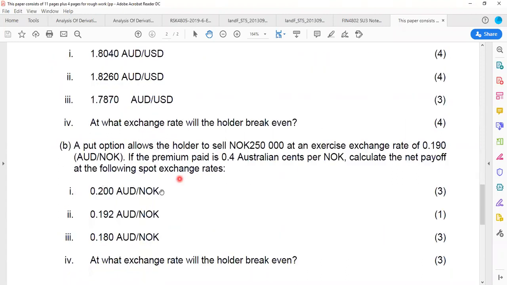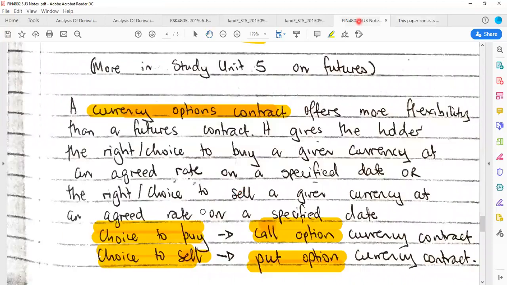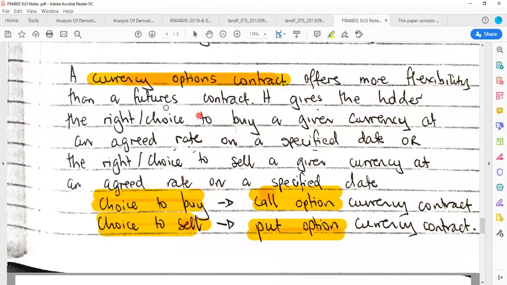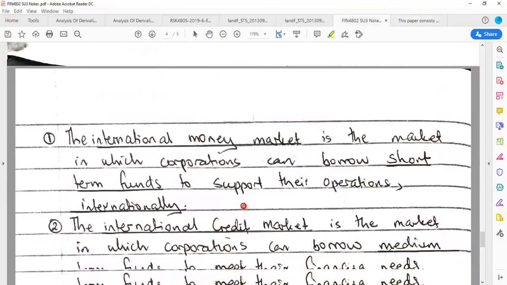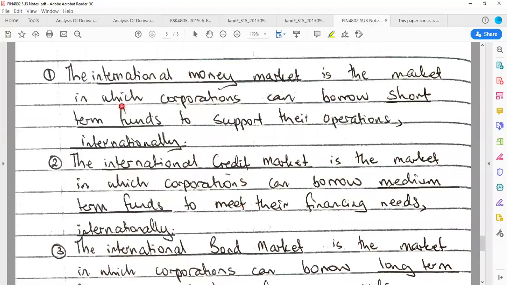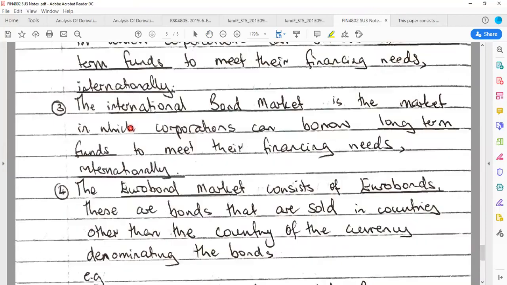Okay, so we'll go through this for now. I just wanted you to understand what we mean by a currency option contract. It's a contract giving you the choice to buy or sell a given currency at a specified rate in the future. A call option would be a contract to buy, where you have a choice, and a put option, a contract to sell. And then lastly, in study unit 3, you need to know about 5 types of markets.